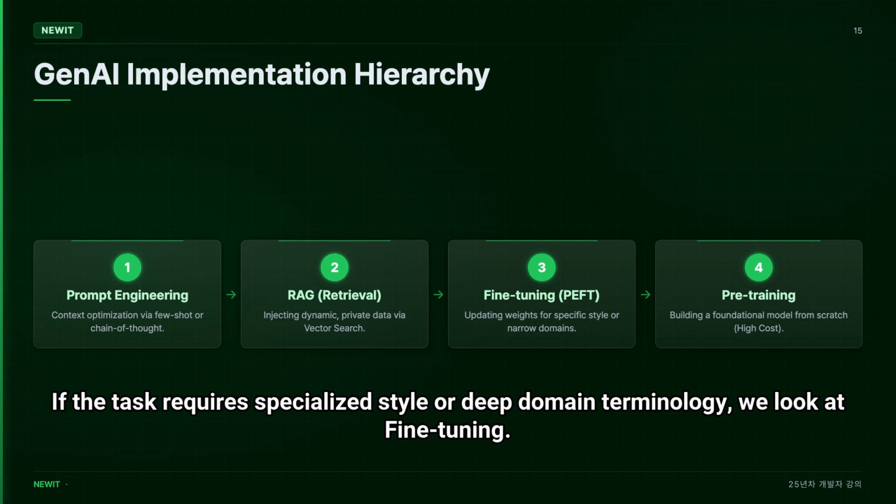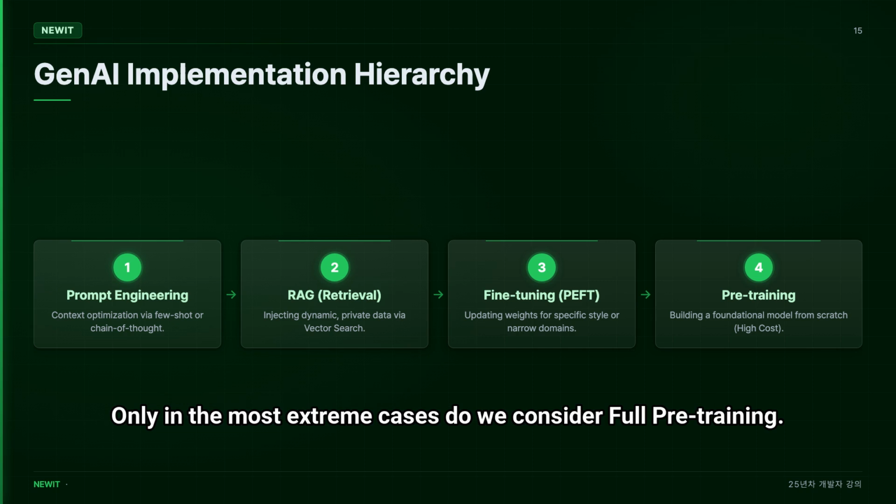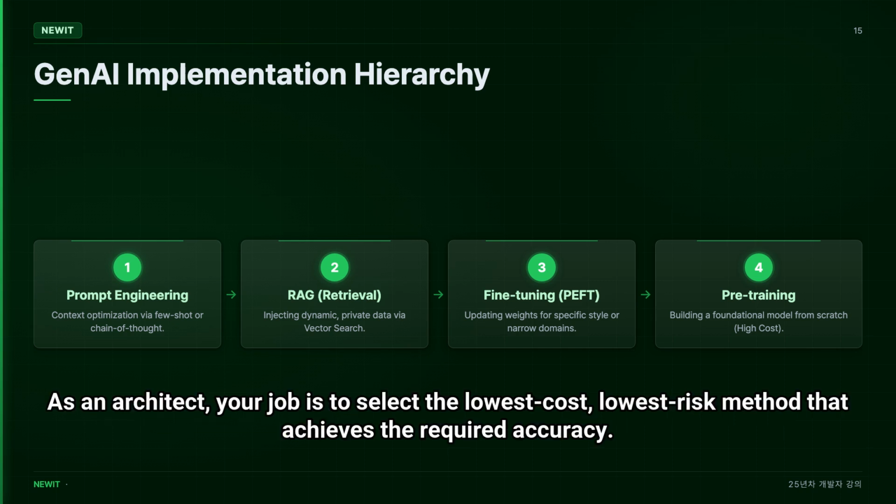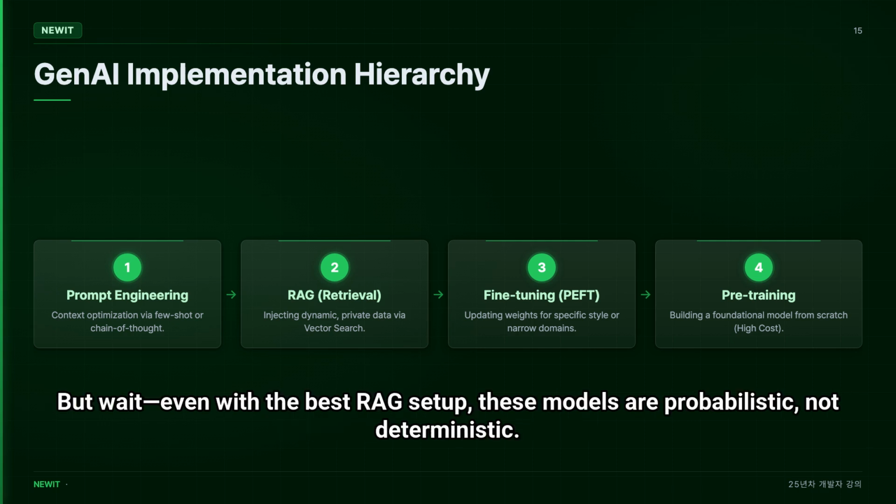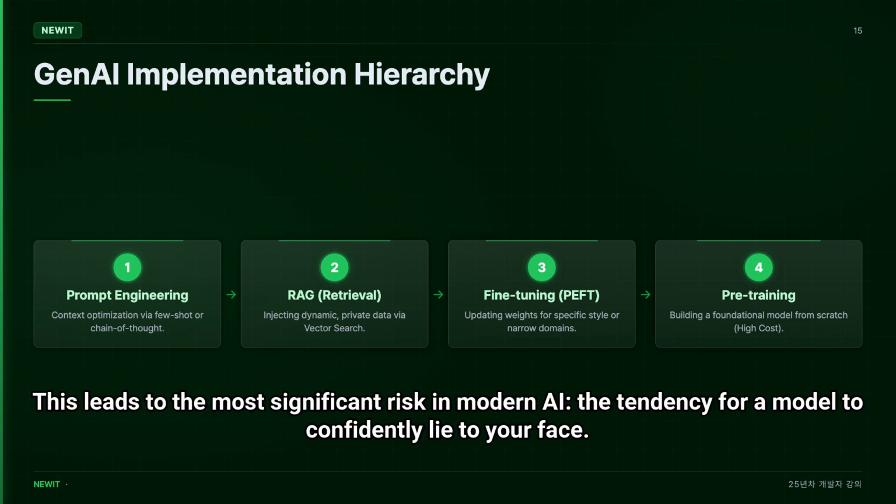If the task requires specialized style or deep domain terminology, we look at fine-tuning. Only in the most extreme cases do we consider full pre-training. As an architect, your job is to select the lowest cost, lowest risk method that achieves the required accuracy. But wait, even with the best RAG setup, these models are probabilistic, not deterministic. This leads to the most significant risk in modern AI, the tendency for a model to confidently lie to your face.